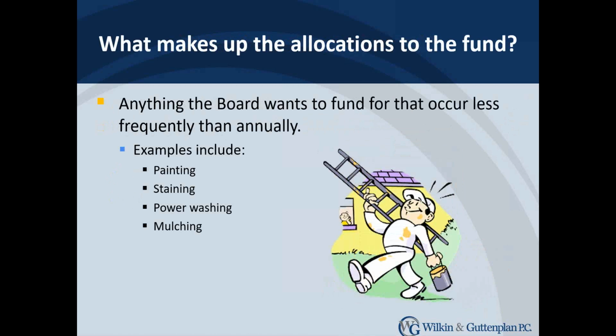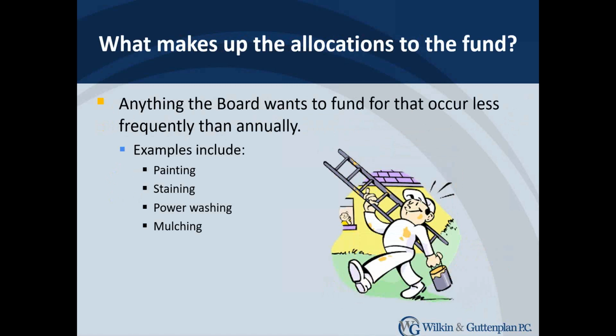So what makes up the allocations to the deferred maintenance fund? It's really anything that the board wants to fund that occurs less frequently than annually, as I said. For example, painting. Maybe you paint every 3 to 5 years, and you need to fund for it. So you put money aside so that you have enough money when the next painting project comes up. Staining of the decks. You don't do that every year. You do that every couple of years. Power washing of either the sidewalks or the siding of the association or buildings, or mulching.